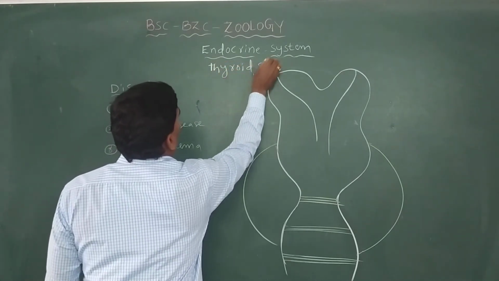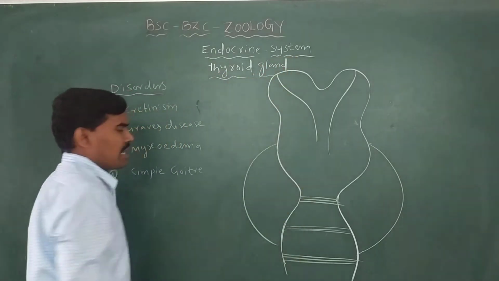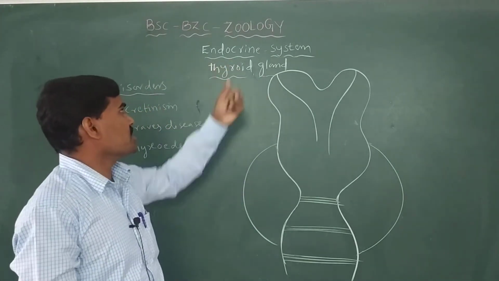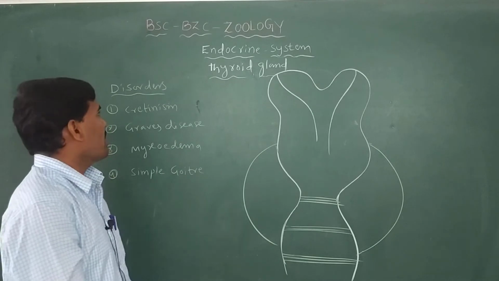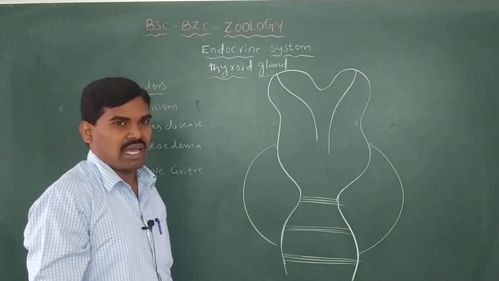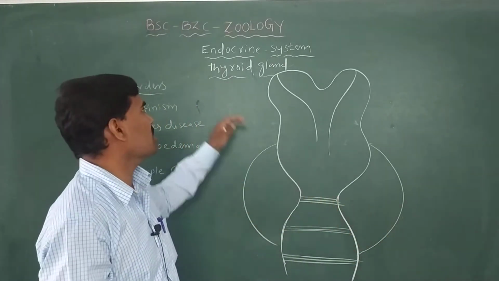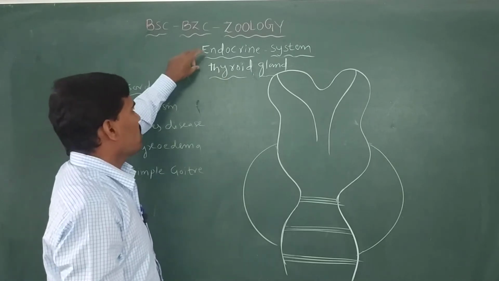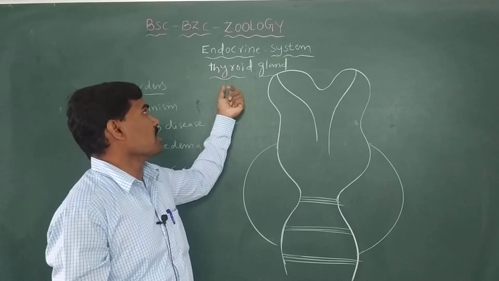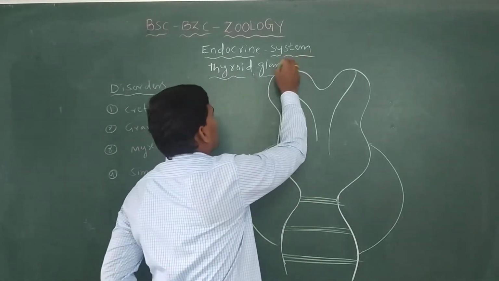Thyroid gland. The thyroid gland is the second gland of the endocrine system. Where is the thyroid gland located? We will discuss its structure, which types of hormones it secretes, and its secretions. First of all, the thyroid gland is one of the biggest glands of the endocrine system.